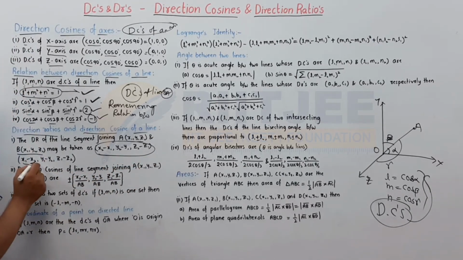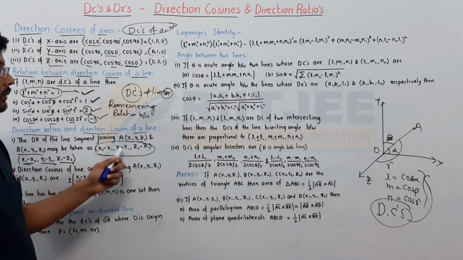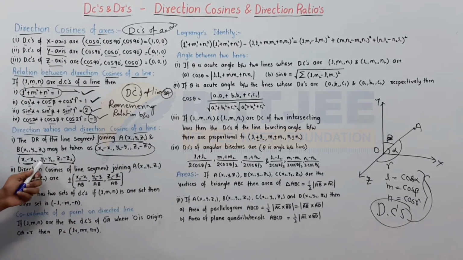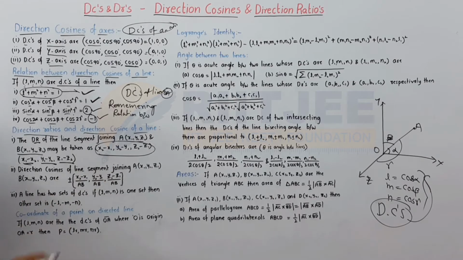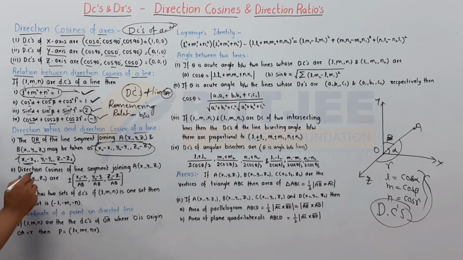Otherwise, we can subtract second from first: x1 minus x2, y1 minus y2 and z1 minus z2. This is the direction ratio of line segment AB, which may be taken as either of these two conditions. This is also a point to remember here.